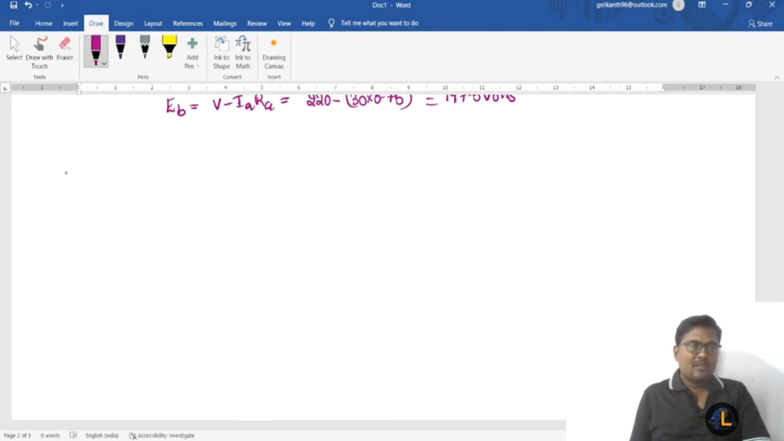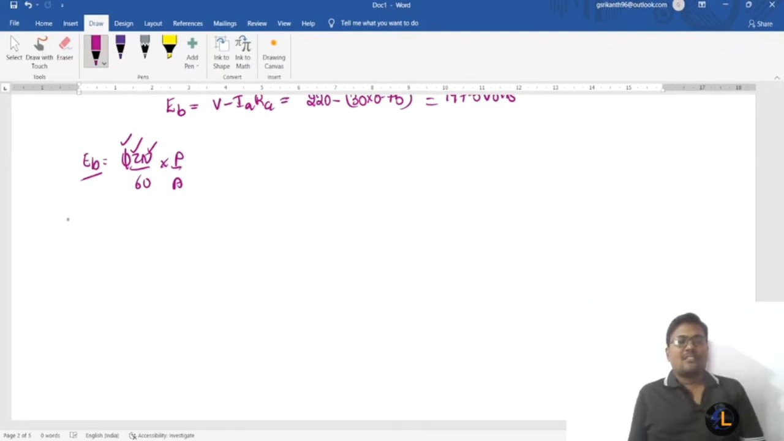Okay, in some problems EB equals phi Z N by 60 into P by A. Phi is given, Z is given, speed is given, and then you find the voltage equation or current like that. V equals EB plus IA RA, and instead of finding IA directly, how to calculate the IA value? First of all, you should calculate the back EMF, phi Z N by 60 into P by A, based on the given data, and substitute the back EMF in that equation. Then you will get the unknown quantities.